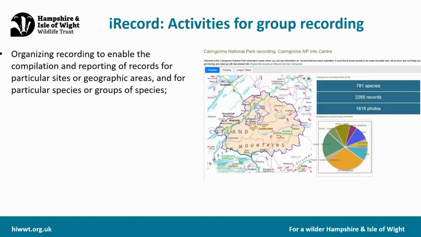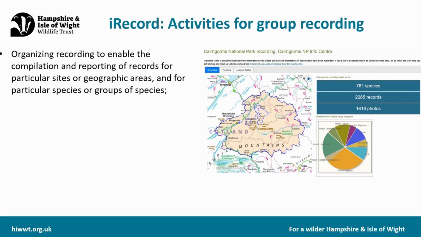So similar to the projects in iNaturalist, you can do group recording. I think it is called activities in iRecord, to enable the compilation and reporting of records for particular sites or geographic areas. So again, like iNaturalist, you can identify a specific area, a park or verge or whatever it might be, and set up a project or an activity for that area that other people can join. And you can also do it for particular species if you wanted to, or groups of species.